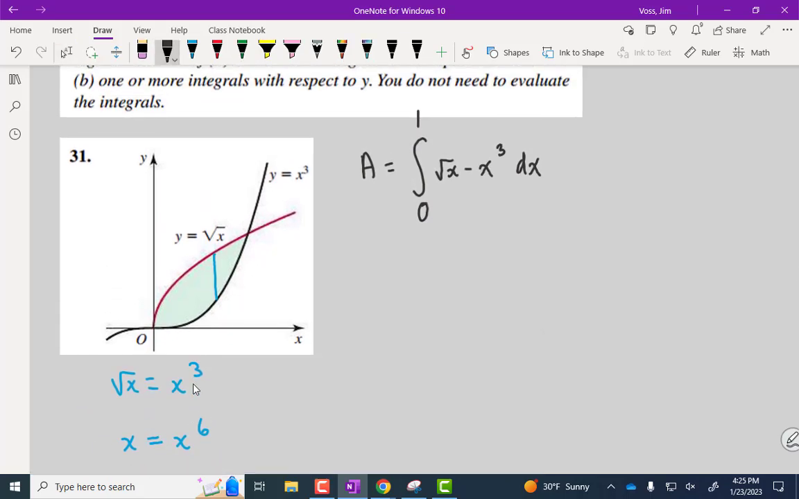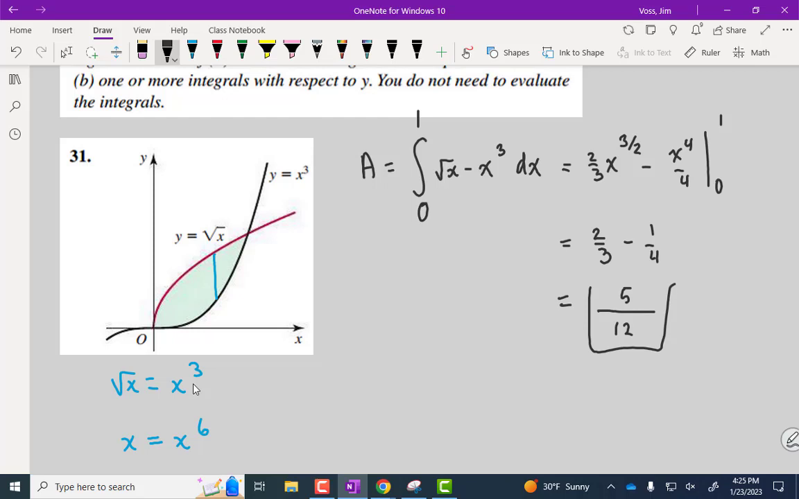And we can integrate each term easily with the power rule. So this is x to the half, so that becomes x to the 3 halves multiplied by 2/3. And that becomes x to the 4th over 4. So we end up with 2/3 minus a 4th. Common denominator of 12. That's going to be 8 minus 3. That'll be our result.